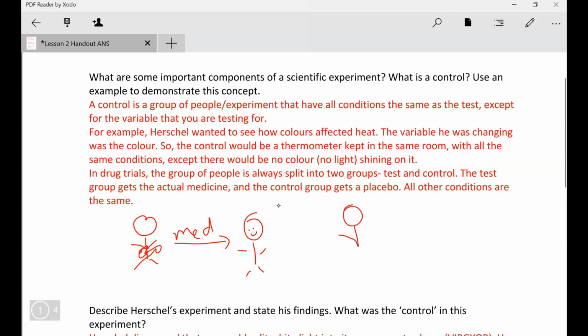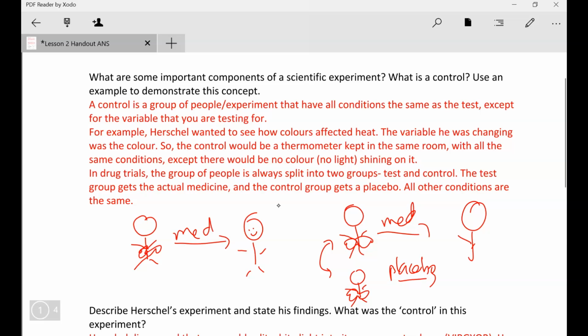So what we should do for a proper scientific experiment is have two people with stomach pain and have all the other conditions that they experience the same. They eat the same thing, they sleep the same way. All the other variables that could affect their health are the same for these two people, except that one of them is given medicine and one of them is given what is called a placebo, which looks like medicine but is not actually medicine. If the medicine actually works, only this person will get better, but this person should still have a stomach ache. Does that make sense?